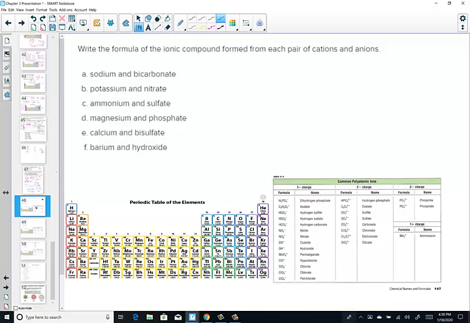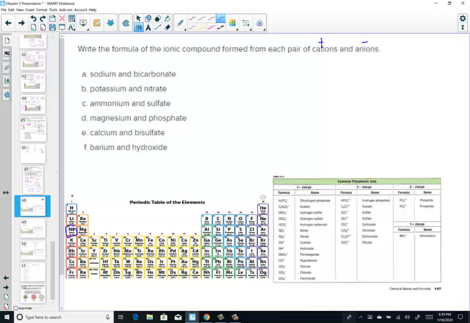All right, got my tool pages, periodic table, polyatomic ion chart. Those are the tools I need to write any formula for an ionic compound. Let's write the formula for the following compounds. They're going to be composed of cations, which are positive, and anions, which are negative. First one reads sodium, and we'll hook it to bicarbonate.